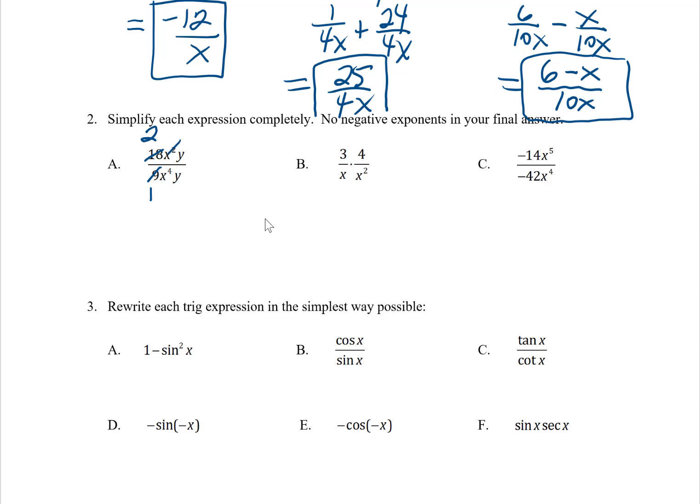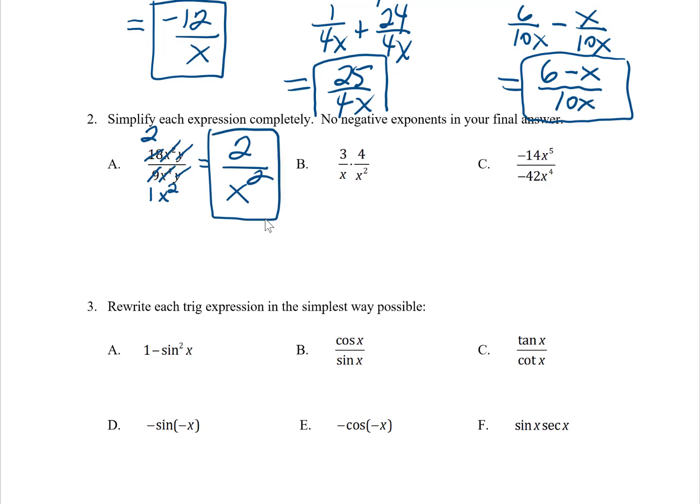So the 2 on the top divide out 2 of the ones on the bottom, leaving me with the other 2 still left. And then the y's, well, I have 1 on the top and 1 on the bottom, so I can divide those out. And so when all is said and done, the only thing I have left on the top is the 2. And on the bottom is the x squared. 2 over x squared would be the final answer.